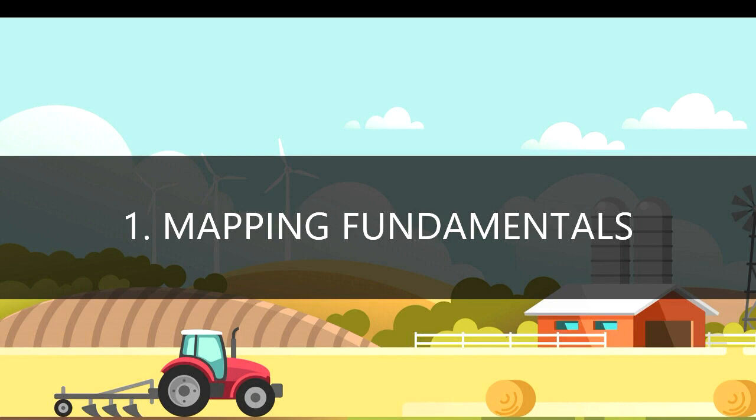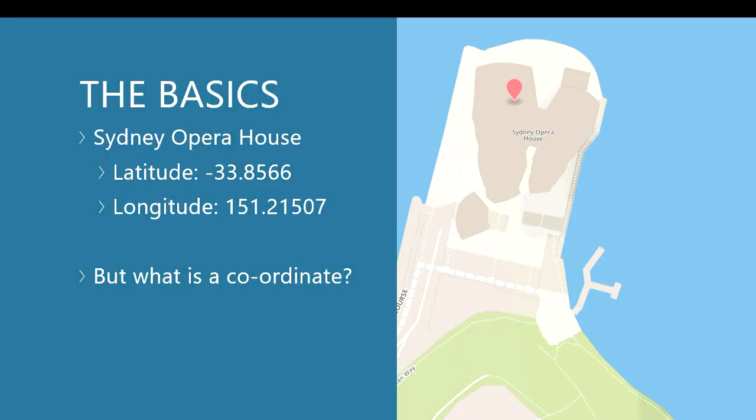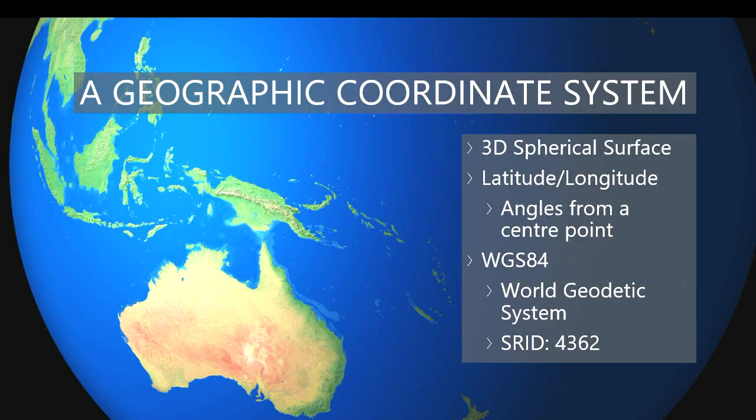So, some of the fundamentals of mapping. We'll go back to the very beginning: a latitude and longitude coordinate. This happens to be the Sydney Opera House. For me, it was the question of, what does it actually mean to have a coordinate, latitude, longitude? So we're going to dive pretty much straight in. We have a geographic coordinate system when we talk latitude and longitude. What that actually means is we have a 3D spherical approximation of the Earth, and the latitude and longitudes are actually angles from the central point.